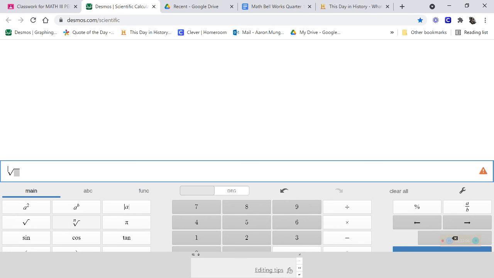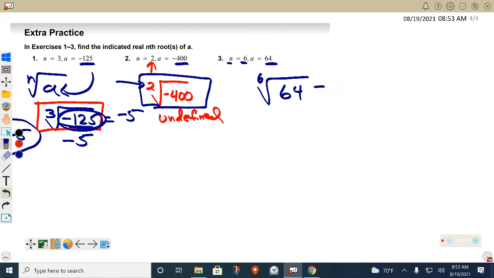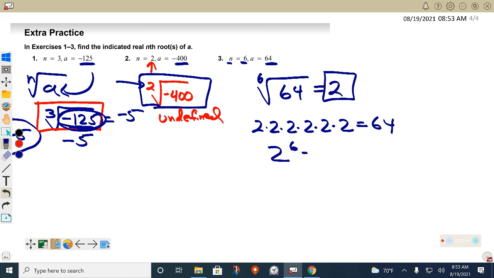here's the nth. The index is 6. Right, De La Rocha? And then, what was the number again? 64. Thank you. Easy sleazy, you guys. It's 2. Very nice. It's not that hard, you guys. The reason why it's 2 is because 2 to the 6th power equals 64.